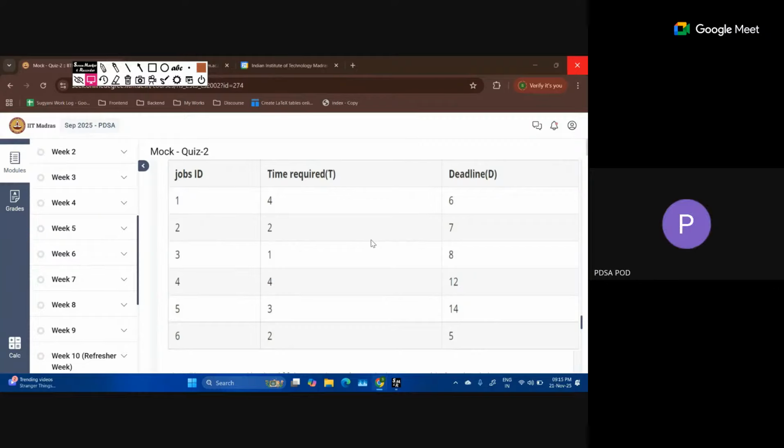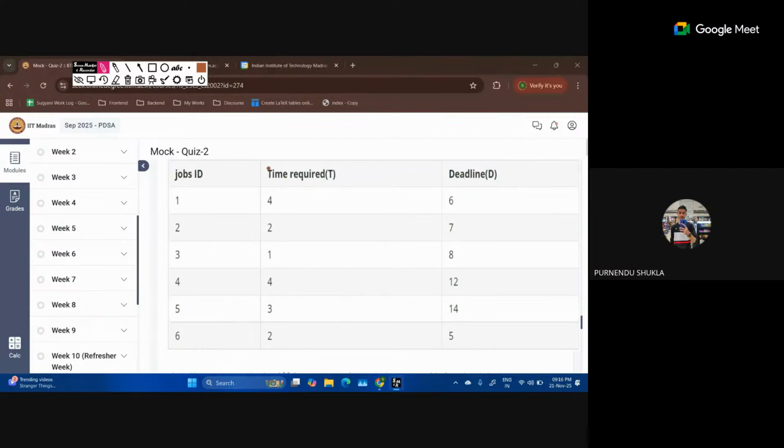Sort according to what? Based on deadline. That is completion. This deadline, right? Deadlines 6, 7, 8, 9, 12. And in ascending order. I generally do it in ascending order. Okay. So in ascending order, which one should come first?